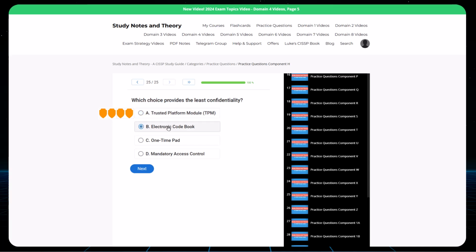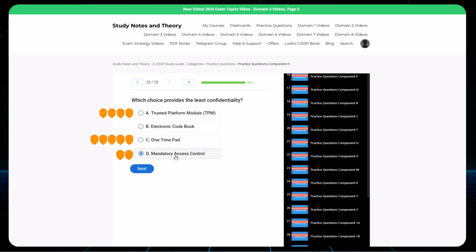Is it electronic codebook, ECB? Maybe. Is it one-time pad? Okay, well, here it is. One-time pad provides way more confidentiality than trusted platform module, even though TPMs provide a lot of confidentiality. Basically, guys, one-time pads are unbreakable. They are the unbreakable crypto algorithm. So choice A and choice C provide a lot of confidentiality, so I'm going to look at choice B and D.